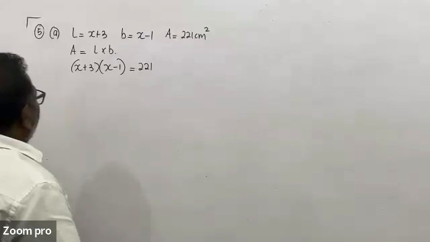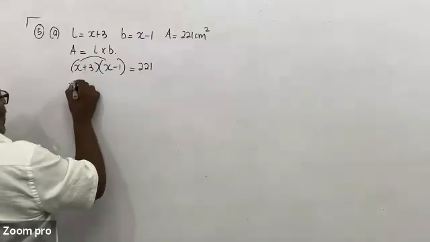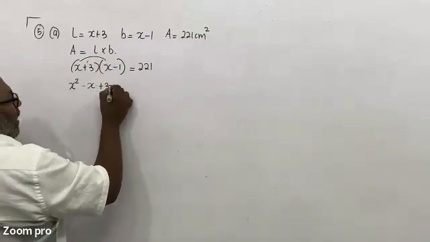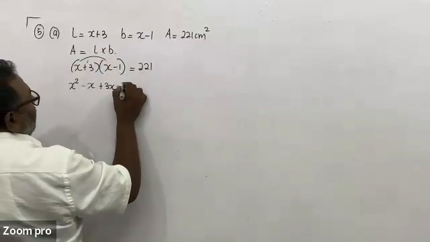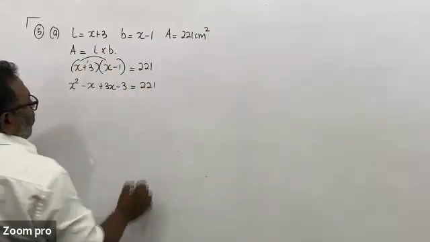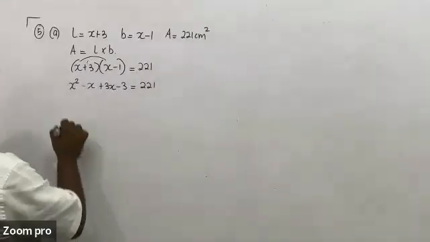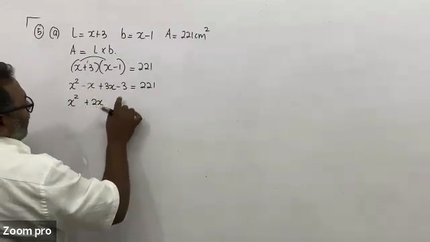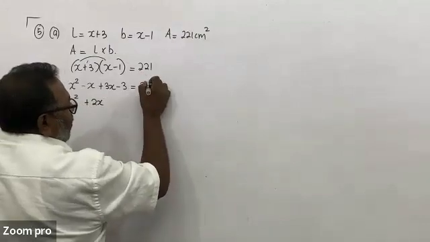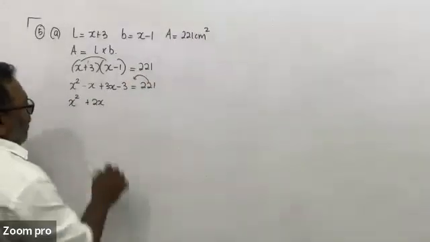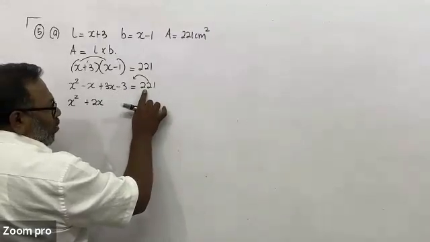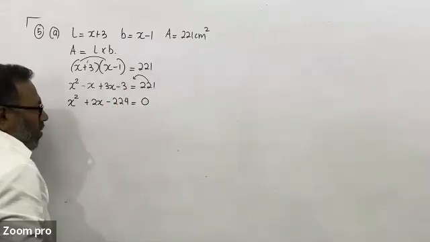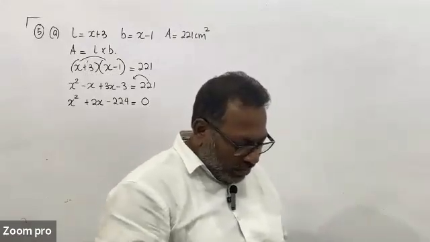Okay. Right. So now simplify. X into x is x squared. X into minus 1 is minus x. 3 into x is plus 3x. 3 into minus 1 is minus 3, is equal to 221. Okay. So x squared minus x plus 3x is plus 2x minus 3. The 221 comes to this side. So minus 3 minus 221 gives you minus 224, which is equal to 0.